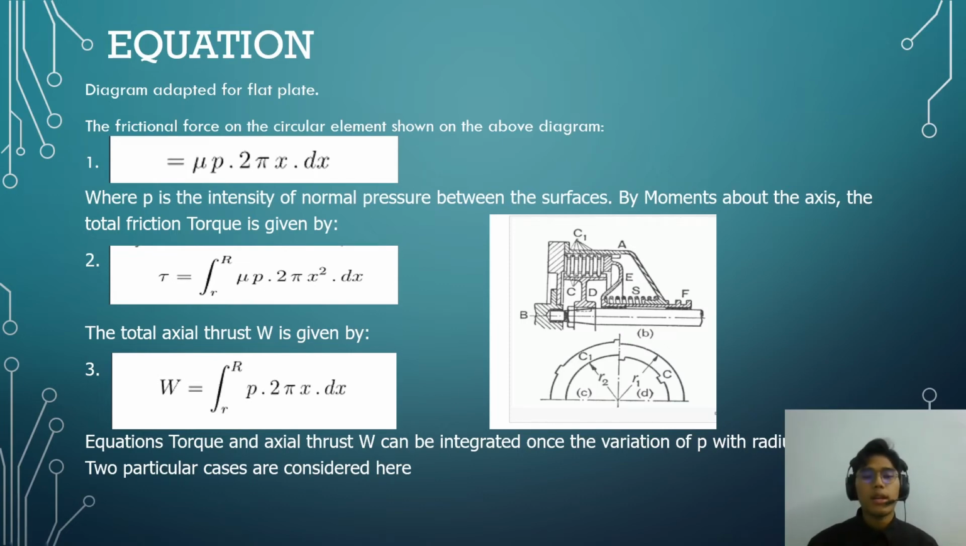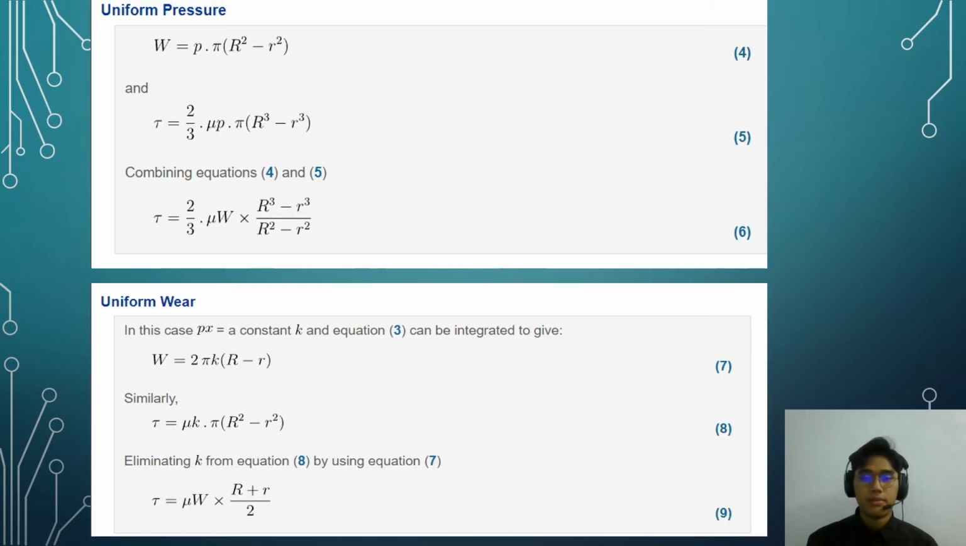The equations for torque and axial thrust can be integrated once the variation of P with the radius is known. Two particular cases are considered here: the uniform pressure and the uniform wear. That's all for me. Thank you.